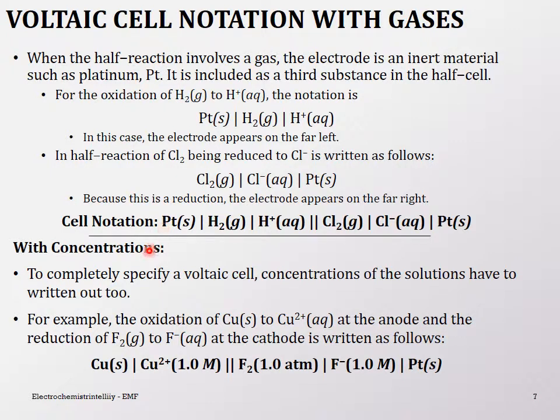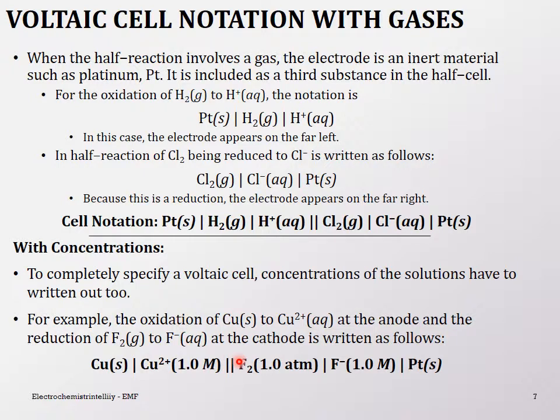What if you have concentrations? I mentioned in the previous slide that if you have concentrations, you have to mention those as well. So for example, if you're working with a copper solution and a fluorine gas solution, then this is how you would write it out. So here you have the copper solid separated by the line to give you the copper ions, which you started with at 1 molar. Now remember, as the reaction goes on, the concentration is going to change, and that's not the point right now. The point here is that you started with 1 molar.